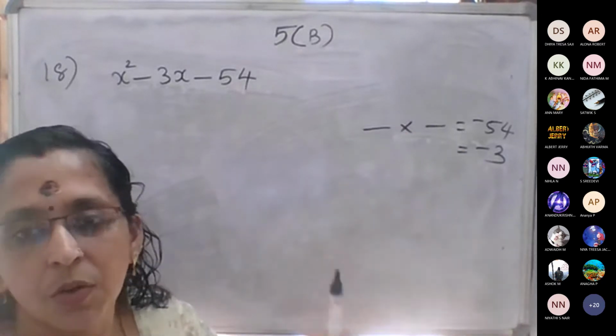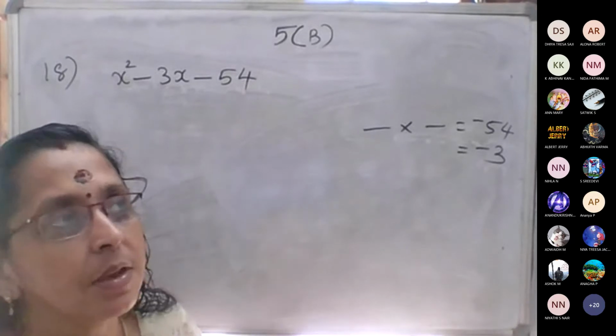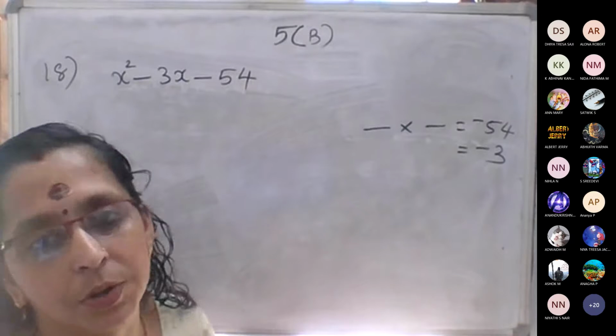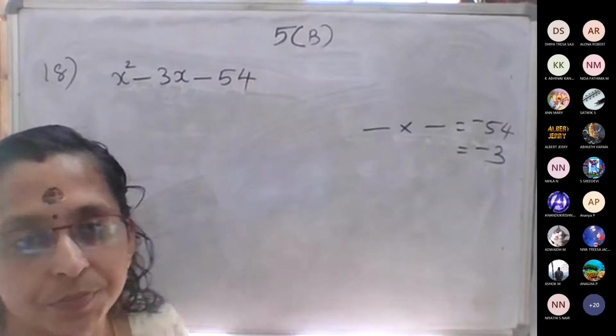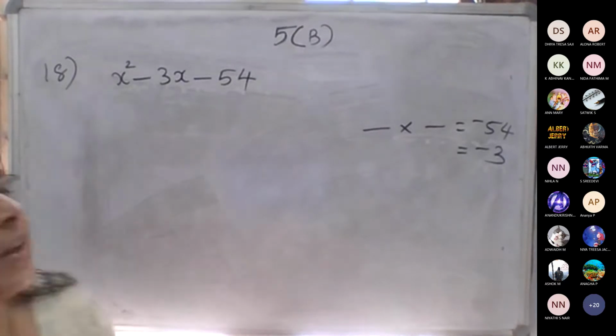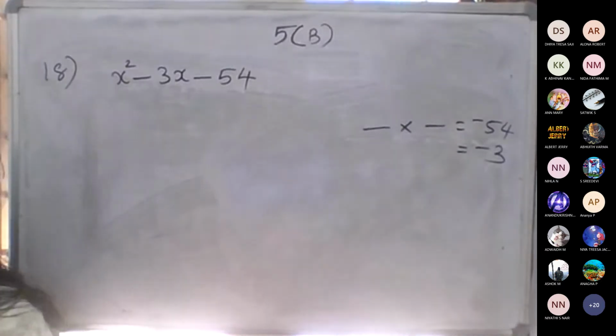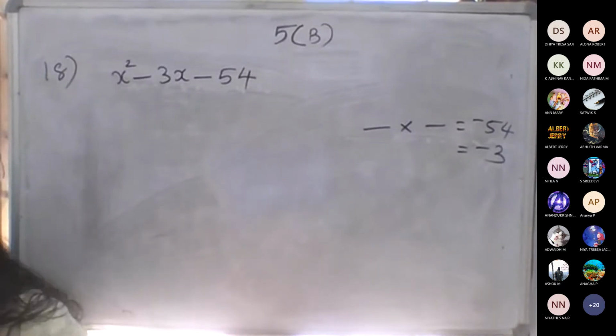We can factorize. So before doing this factorization, splitting the middle term, we should think whether it is factorizable or not, for all the questions. If it is specified, then you can check; otherwise, in 8th standard it will be factorizable. Don't worry about that. So x square minus 3x minus 54.